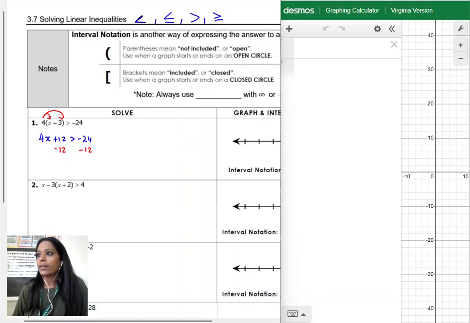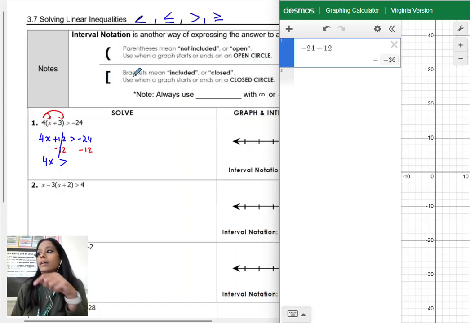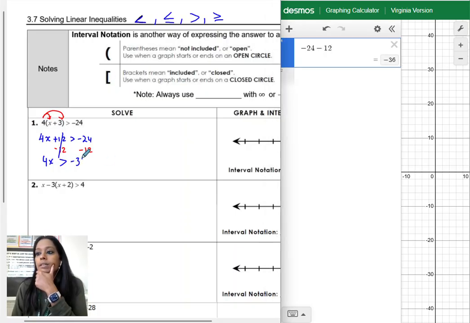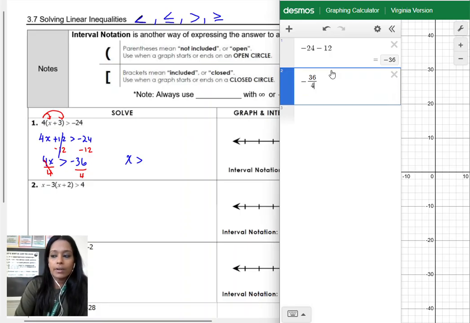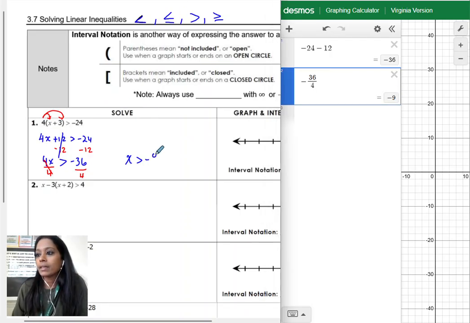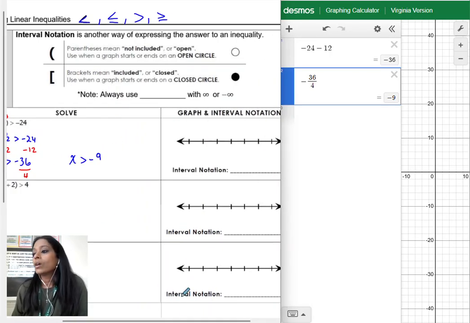So then we have here 4x. This gets crossed out. Is greater than negative 24 minus 12, which is negative 36. Okay, and then we're going to go ahead and just solve. And then you have x, not equals, x is greater than negative 36 divided by 4, which is negative 9.